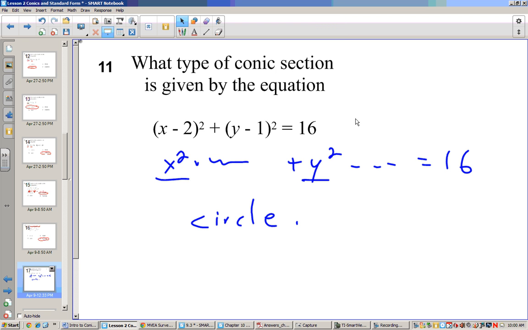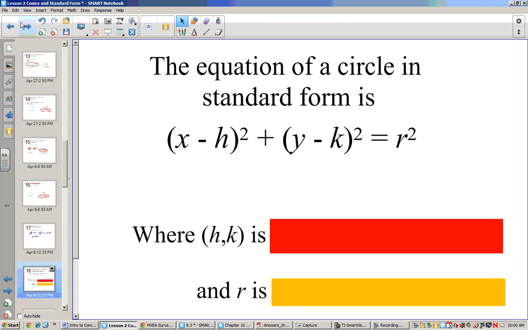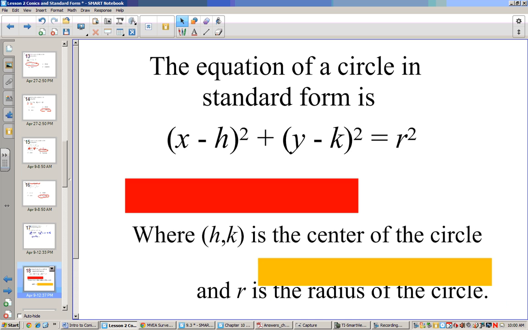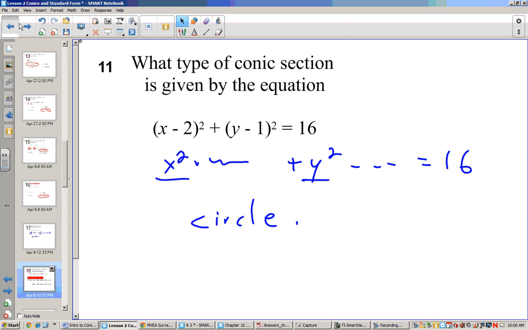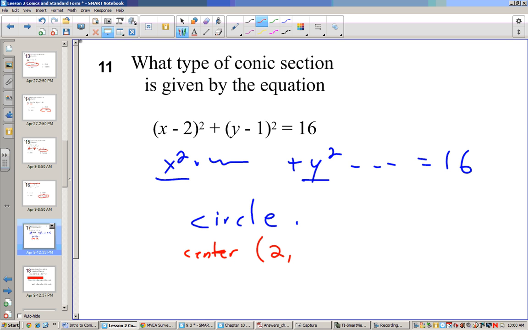Now this is written in standard form for a circle. Standard form for a circle looks like this: x minus h squared plus y minus k squared equals our radius squared, where (h, k) is the center of the circle and r is our radius. So if I go back to the previous problem, our center is at (2, 1), and our radius is the square root of 16, which is 4.